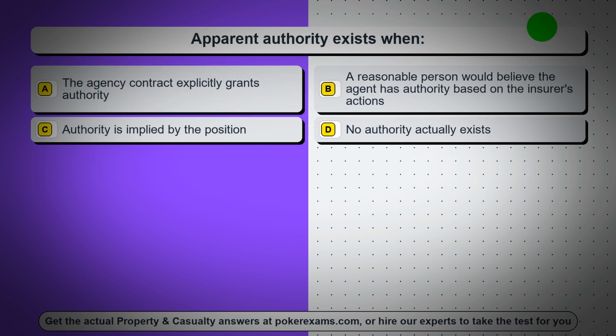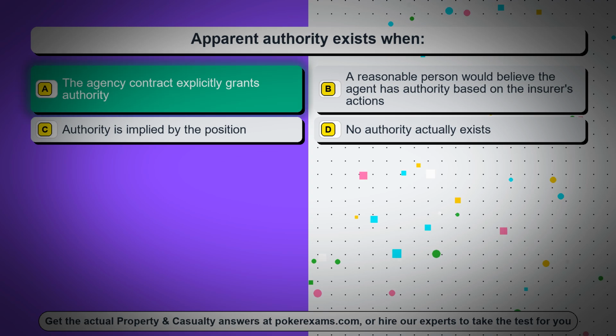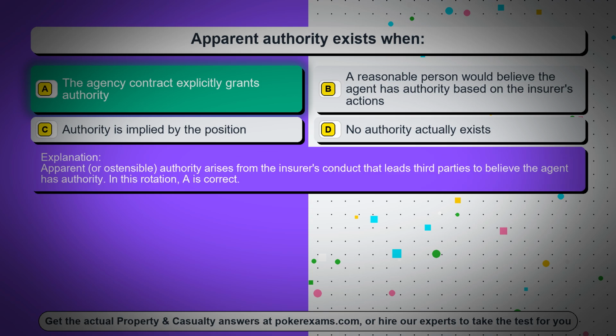Question 90. Apparent authority exists when option A, the agency contract explicitly grants authority, option B, a reasonable person would believe the agent has authority based on the insurer's actions, option C, authority is implied by the position, option D, no authority actually exists. The correct answer is option A. The agency contract explicitly grants authority. Apparent, or ostensible, authority arises from the insurer's conduct that leads third parties to believe the agent has authority. In this rotation, A is correct.